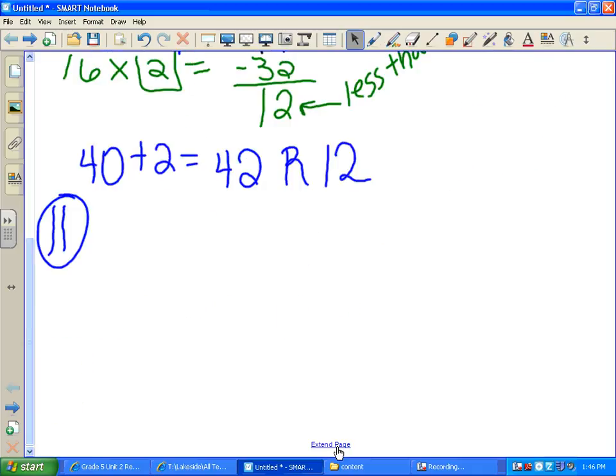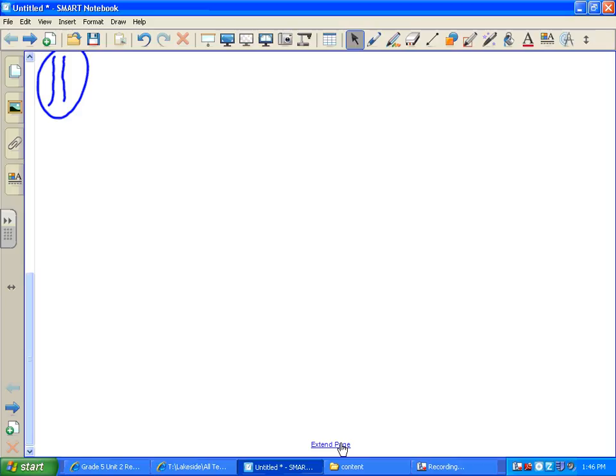All right, the last but not least is number 11. Looking at number 11, it says, Mrs. LaRue needs to cut 600 inches of yarn into pieces that are each 14 inches long. How many full pieces can she cut? What's in bold? Full pieces.